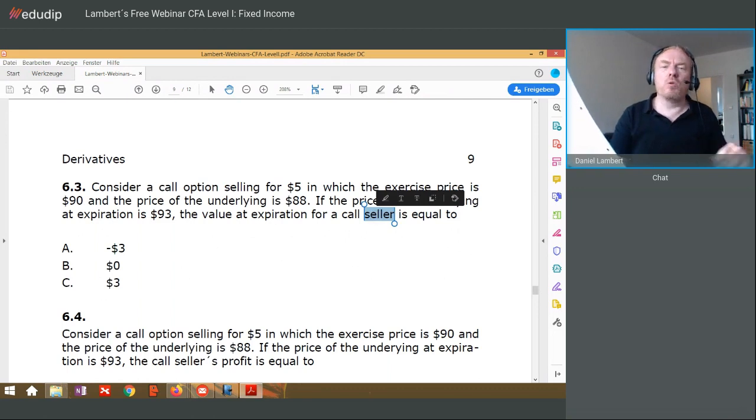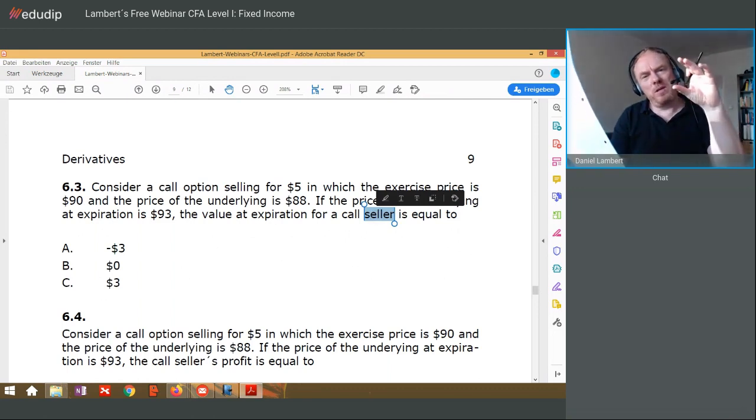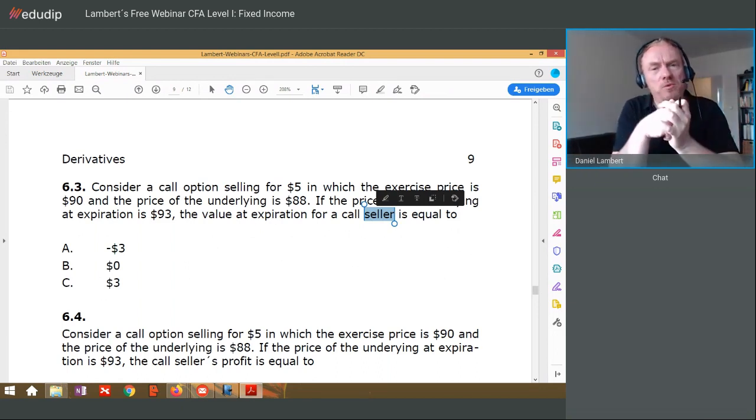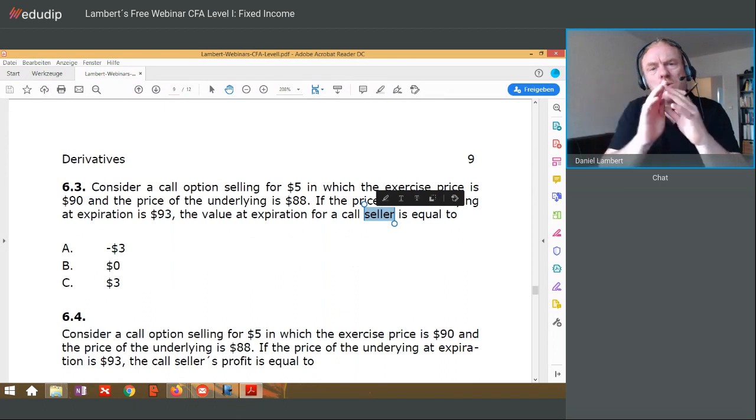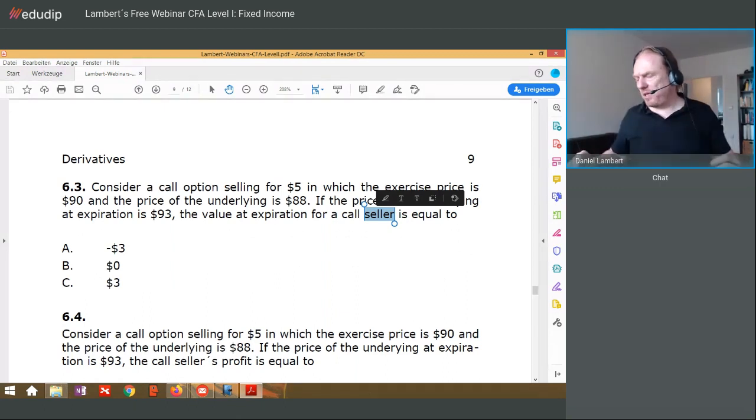We don't look at the call buyer any longer because we looked at the call buyer with the first 2 questions. We looked at his value at expiration and his profit, but now we want to look at the call seller. And of course, it's different from the perspective we're looking at. The call buyer is the one and only person that has a right to call, and the call seller has to do as the call buyer wanted. So the call seller doesn't have the right. The call seller has to wait for what the call buyer will do.